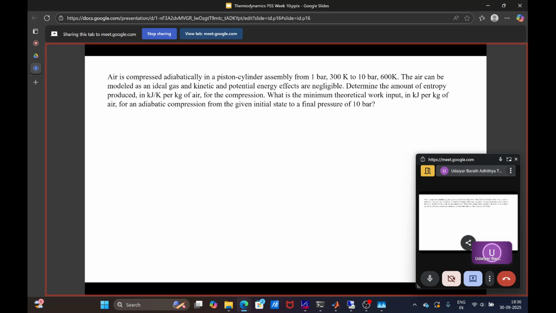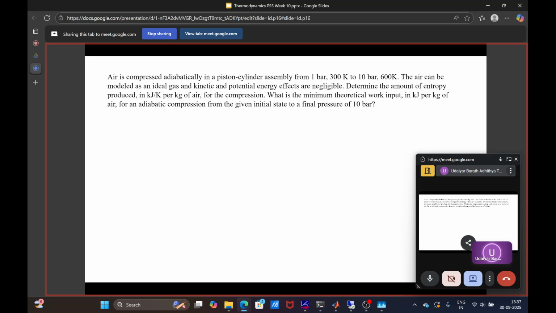So there are two parts to the question. First, air is compressed adiabatically, so there is no heat transfer. There is an adiabatic compression from 1 bar 300 Kelvin to 10 bar and 600 Kelvin. Both state points are given, so straight away we can find the amount of entropy produced or the work done and so on. There we are assuming it to be an ideal gas and then solving.